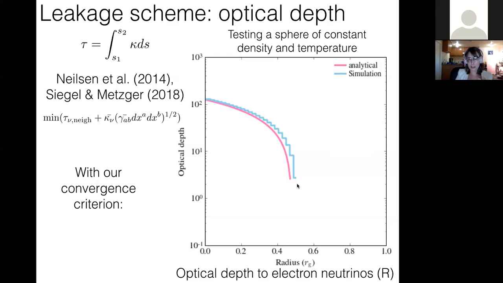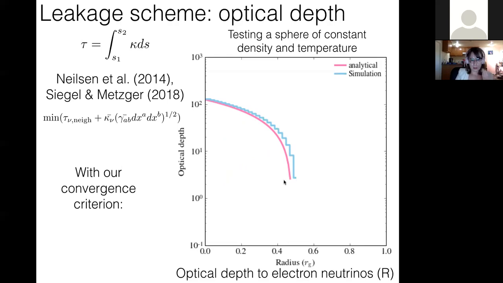And our convergence criterion basically is based on, we calculate the opacity at the optical depth, and then we calculate the optical depth again, and we see the difference between these two optical depths. And we say, okay, when this difference is less than an epsilon, it's converged. And also we set a constraint on the first derivative.